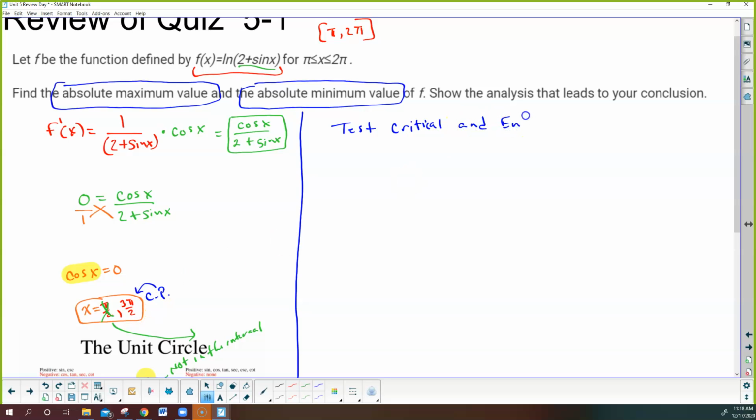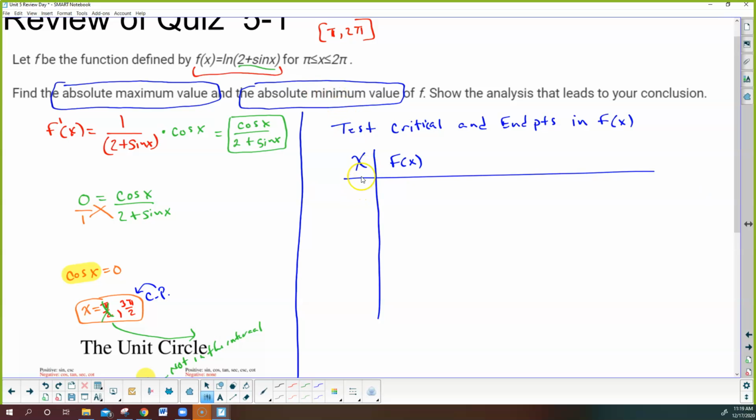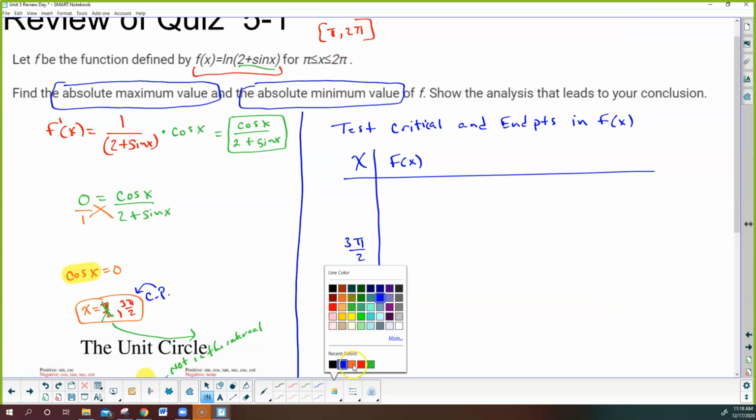And we got to test the endpoints, right? And those endpoints are pi and 2 pi. We want to test them in the original function, because we're just looking for which one has the highest output or the lowest output. So what I usually do is I take my critical point, which in this case is somewhere in between pi and 2 pi, and then I take my two endpoints. And now we're just going to evaluate, and we evaluate the original function.